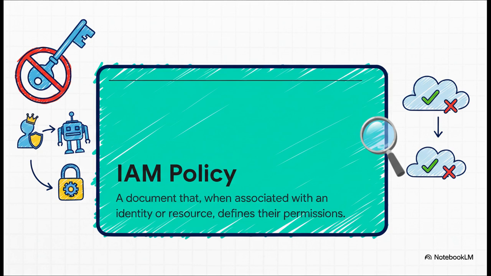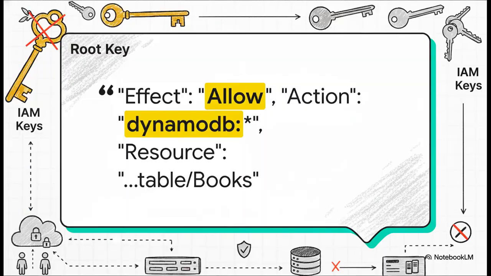It's designed to answer the big questions: who can do what, to which things, and maybe even under what specific conditions. Now, don't let the code on this slide intimidate you. It's actually really easy to read once you know what you're looking at. Effect is simple. It's either allow or deny. Action is the verb, what you're allowed to do. In this case, it's any action in the DynamoDB service. And resource is the noun, the specific thing you can do it to. Here, it's a database table called books. So this whole policy just says you are allowed to do anything you want to the books table.